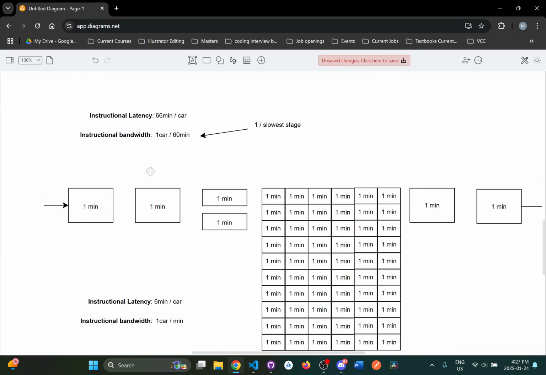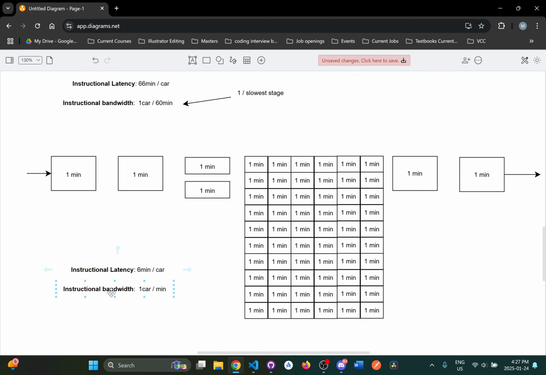So now if we go back to the instruction latency and instruction bandwidth, the latency, you can see here, takes 1, 2, 3, 4, 5, 6 minutes to finish the pipeline now, instead of 66 minutes. So now it'll be 6 minutes per car for the latency. And then the bandwidth is going to be 1 car per whatever the longest stage is. But you can see they're all equal in length. It's all 1 minute, so it doesn't matter. So it's just going to be 1 car a minute.